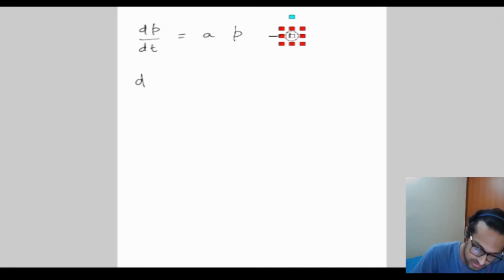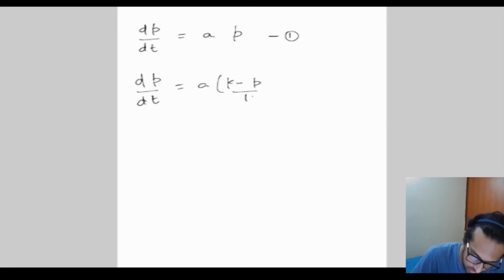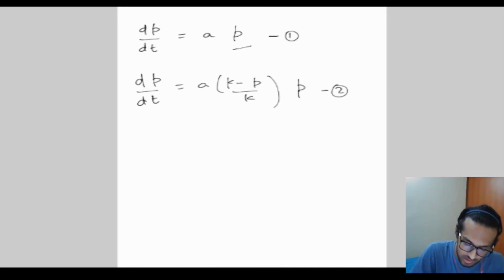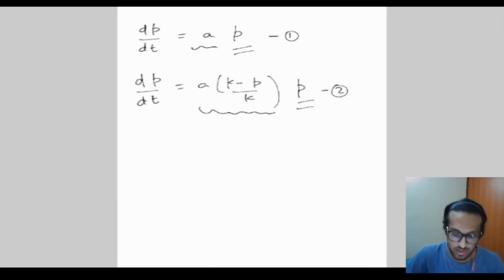Now what happened is, I said the logistic growth model is A into (K minus P) by K into P, and I'm going to call this equation 2. So the P term is the same in both equations. It's only the A term which is varying. So let's just call this whole thing A dash. So the second equation is now dP over dt is equal to A dash into P, right? And this is the logistic growth model, or that's what we've called it. And I'll tell you why it's called that in some time.